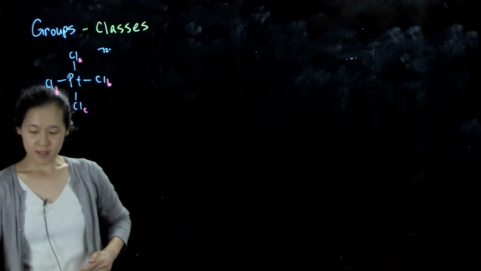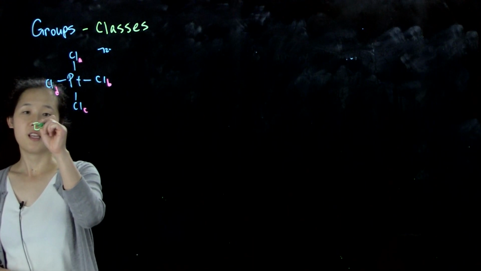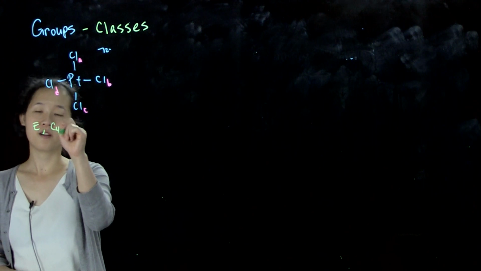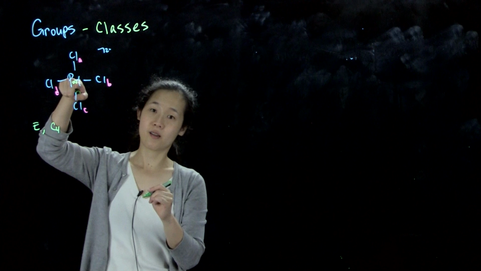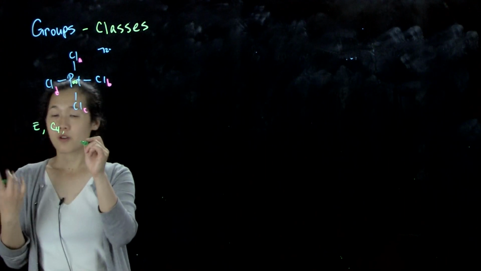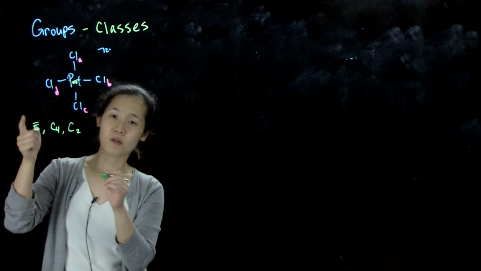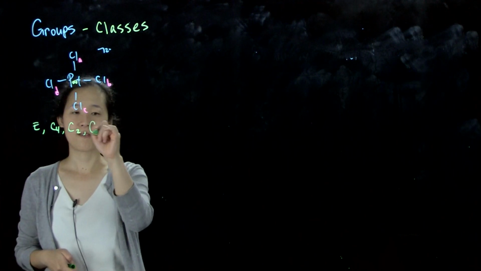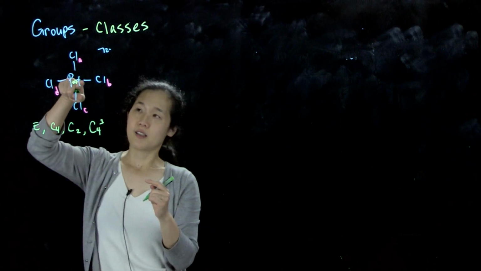So let's think about the symmetry operations that we have. So we have E, we have C4. Again, this is down this axis into the board. If we do C4 twice, we have C2 down that axis. And if we do C4 3 times, we have C4 cubed. So those are all down this axis.